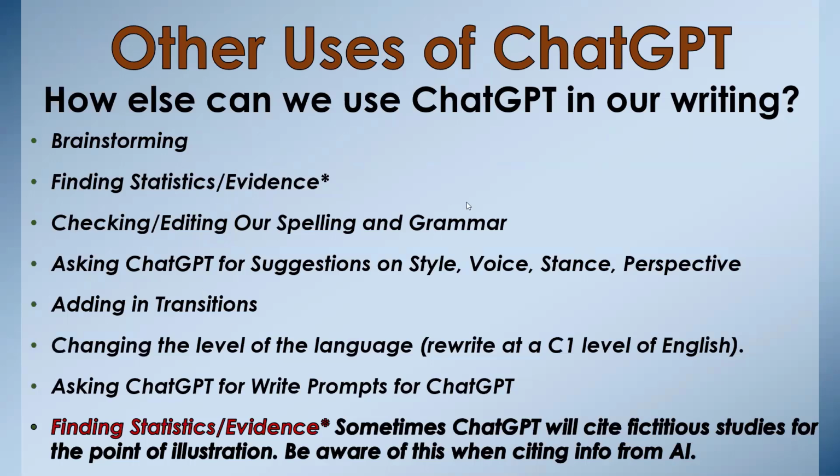Now, going back to statistics and evidence here, you have to remember that sometimes ChatGPT will cite fictitious studies just to illustrate a point. This is not always the case, but you have to read the output fully and always double check those statistics, right? So this is really important to be aware of. And it's important when you want to cite info that comes from ChatGPT, but it's also important because if we're using ChatGPT, it's always good to say, hey, this was AI generated.